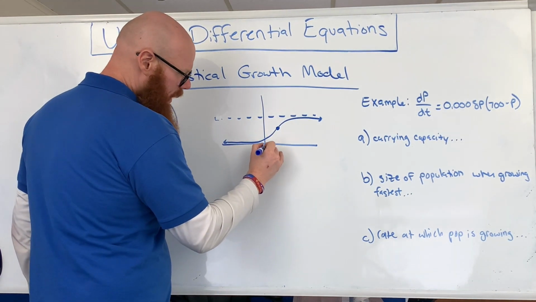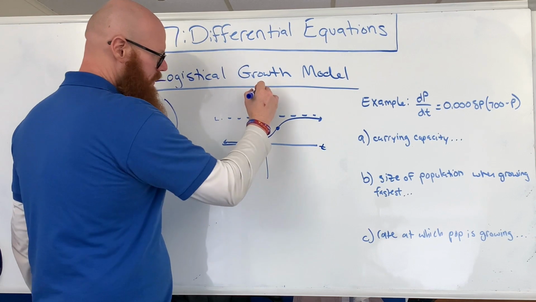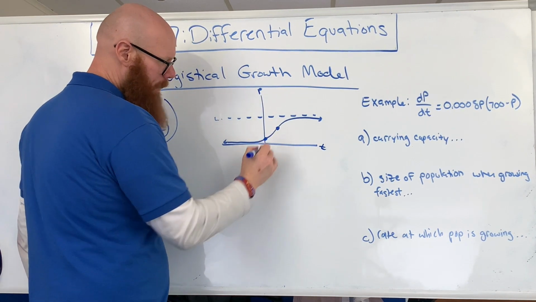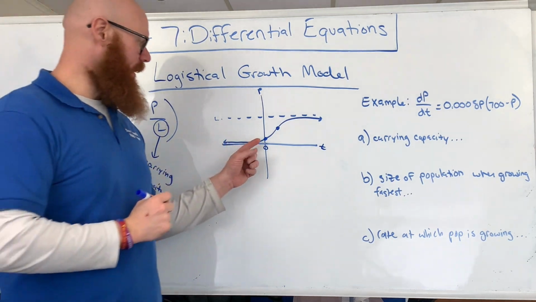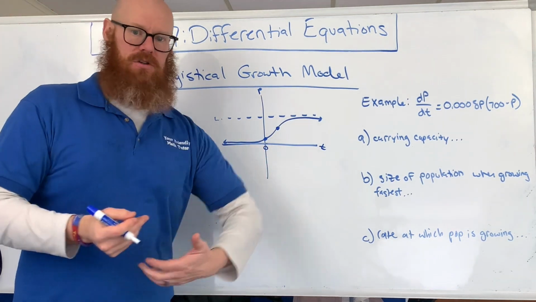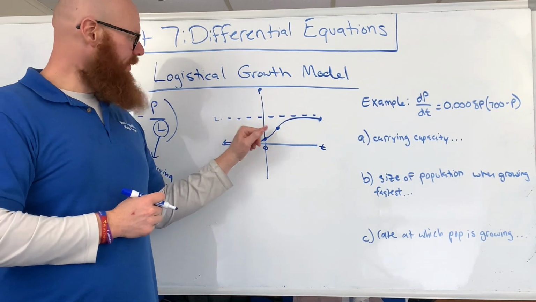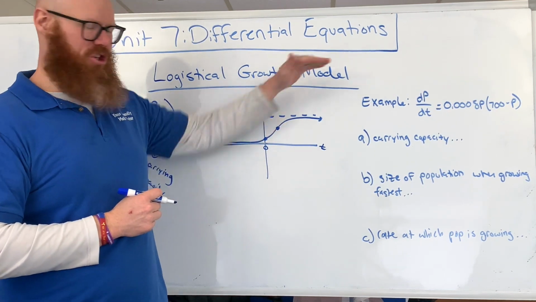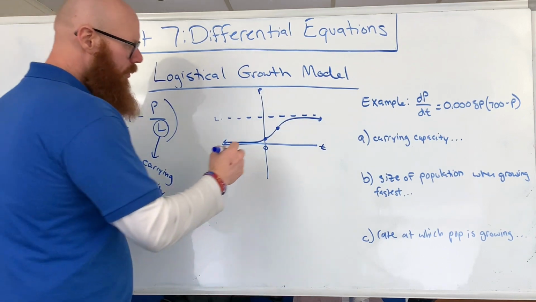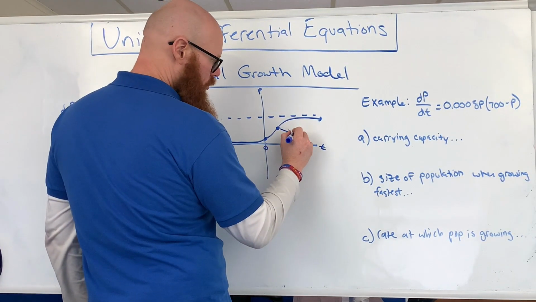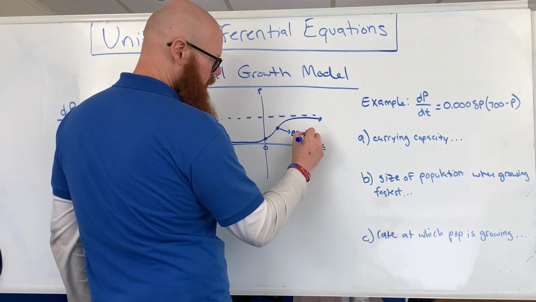But if this is time and this is the population, at time 0 you're going to have some initial population. Depending on that population, if it's low and there's a lot of resources, its population is going to increase pretty quickly. Then it's going to hit some point where its population starts to level out. Right here at this point is our inflection point. This is where it's going to be growing the fastest.